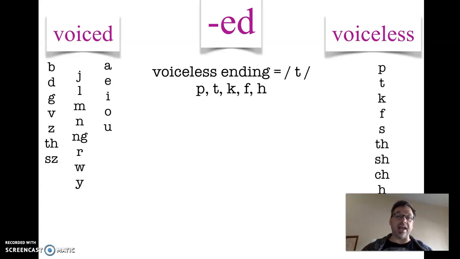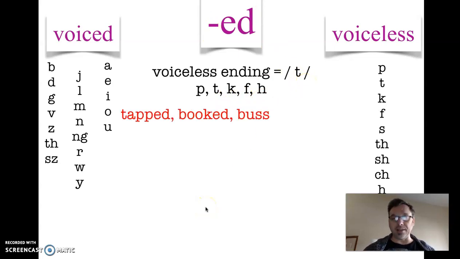A voiceless ending sounds like t. So if the word ends in p, t, k, f, or s, the ED suffix sounds like t. Let's look at some examples. Tapped, booked. I booked a hotel room for our vacation.